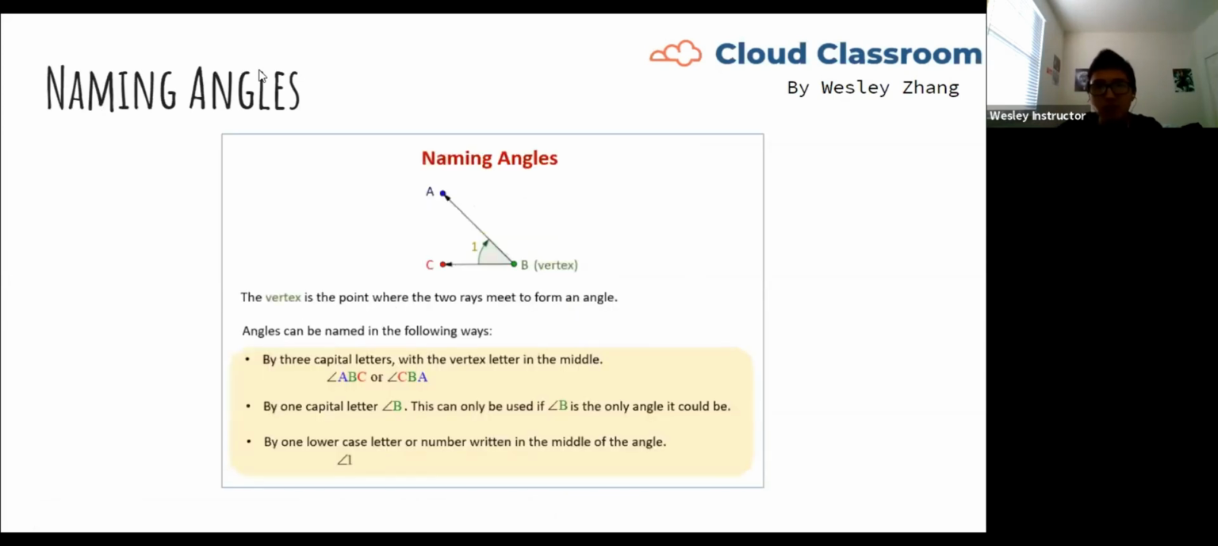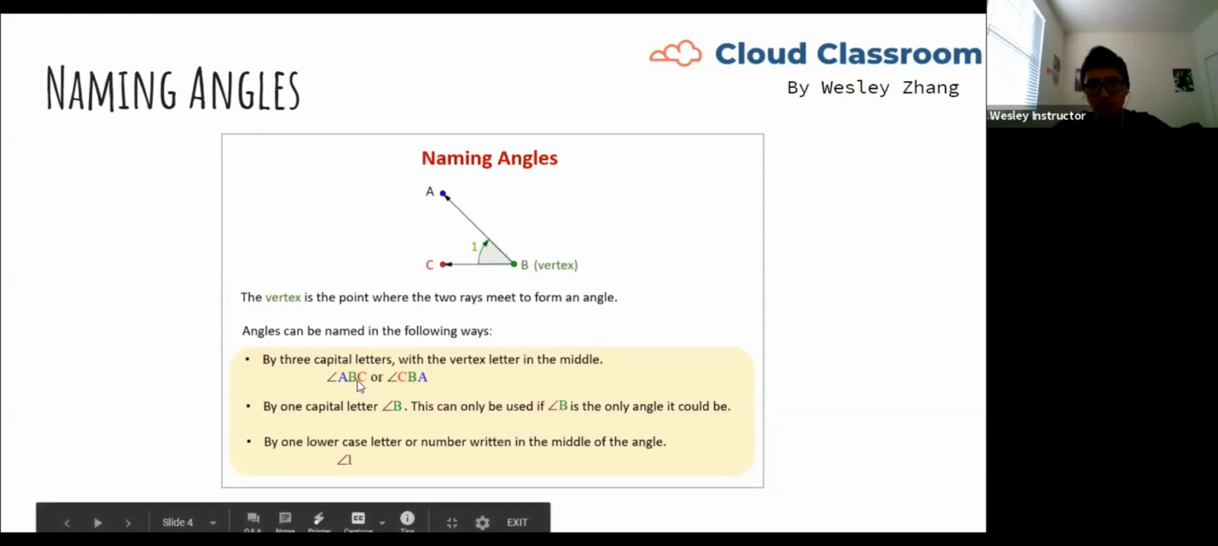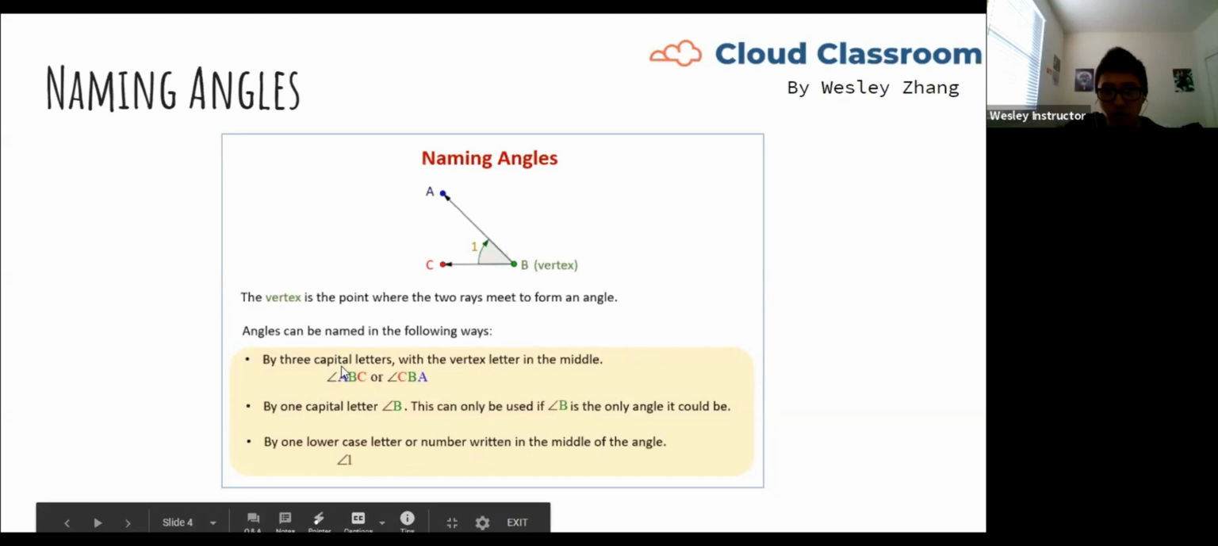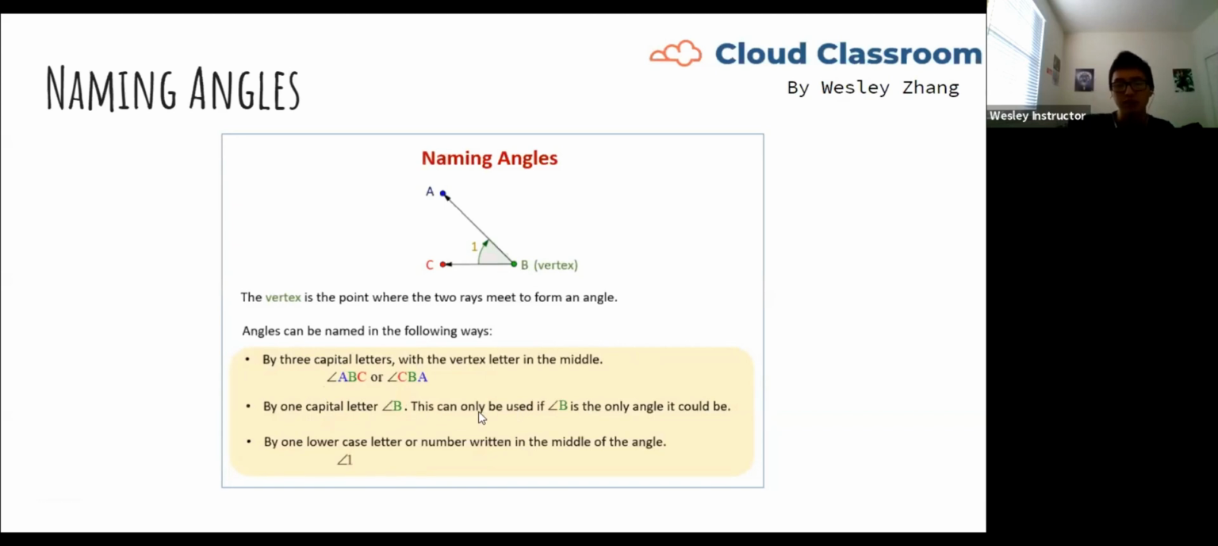All right, naming angles. The vertex is the point where the two rays meet to form an angle. We can see here the rays meet at point B, so this is the vertex of the angle. Angles can be named in the following ways: by three capital letters with the vertex letter in the middle, so capital A, capital B, capital C, or CBA. We write the angle symbol before the three letters. Or by only one capital letter, which is the vertex, angle B. This can only be used if angle B is the only angle it could be.